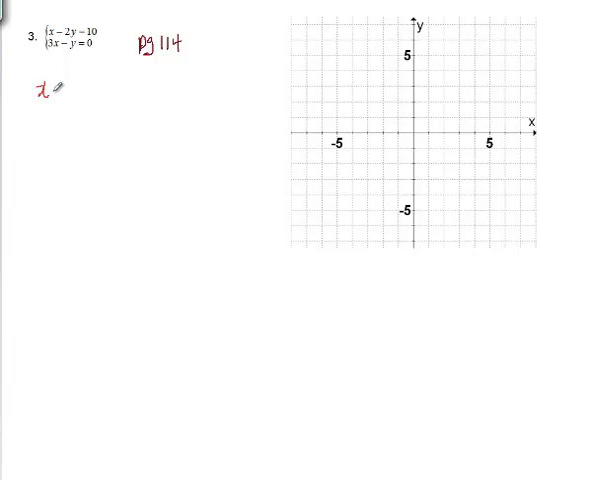So let's look at the first line, x minus 2y equals 10. And let's isolate the y, finding the slope and y-intercept. That's the method I'll use. Slope y-intercept method. You could also use the two-intercept method for graphing, but I'll use the slope y-intercept.